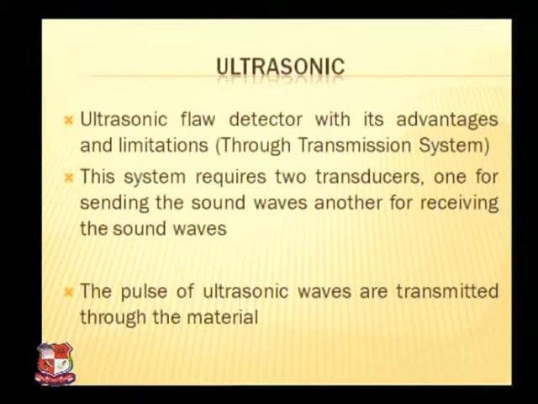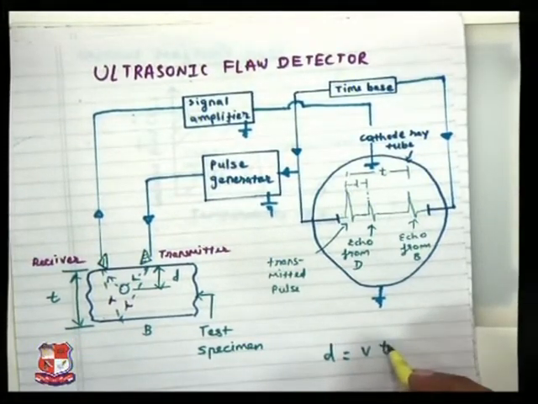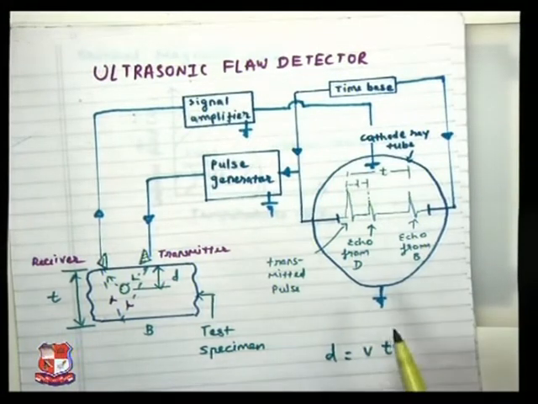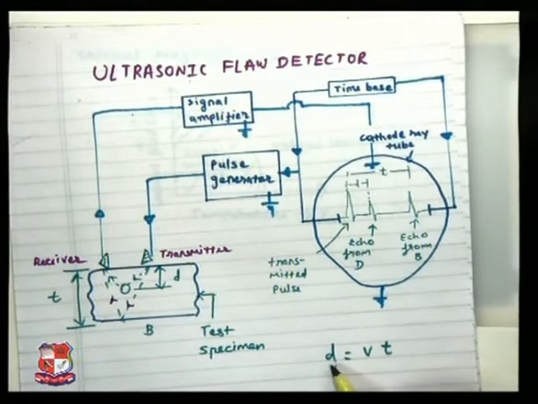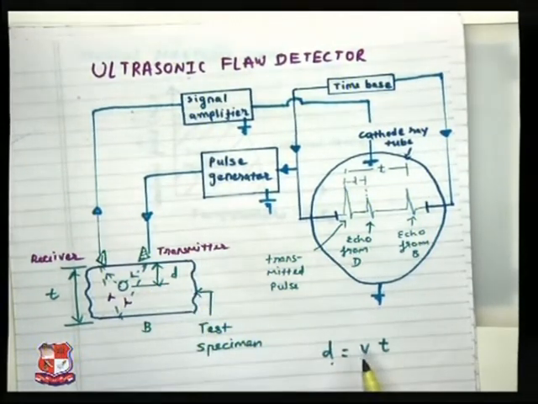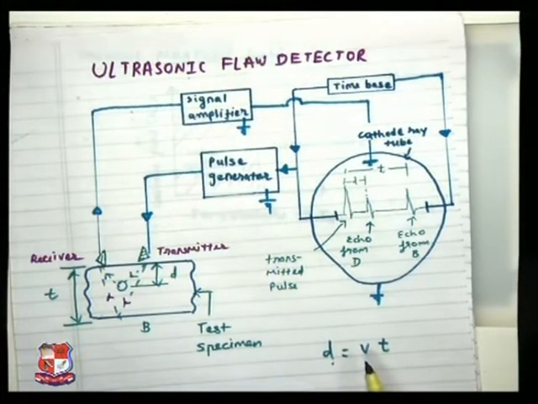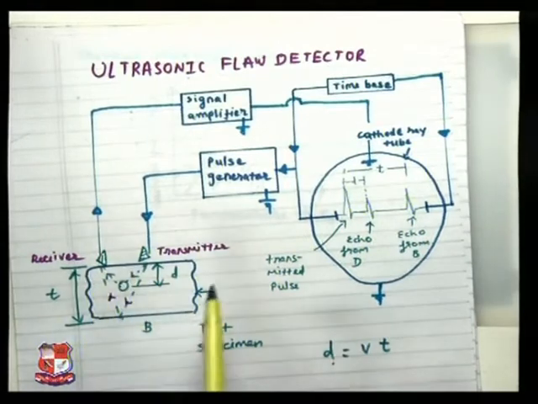Ultrasonic detectors detect it with the help of an equation, that is D is equal to V into T. Here D represents the distance of the defect from the top surface. This V is the velocity of ultrasonic waves inside the metal specimen.